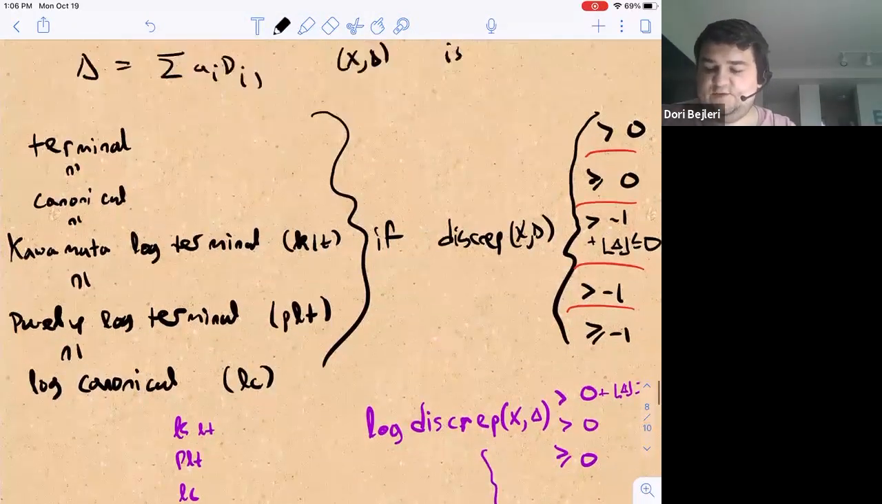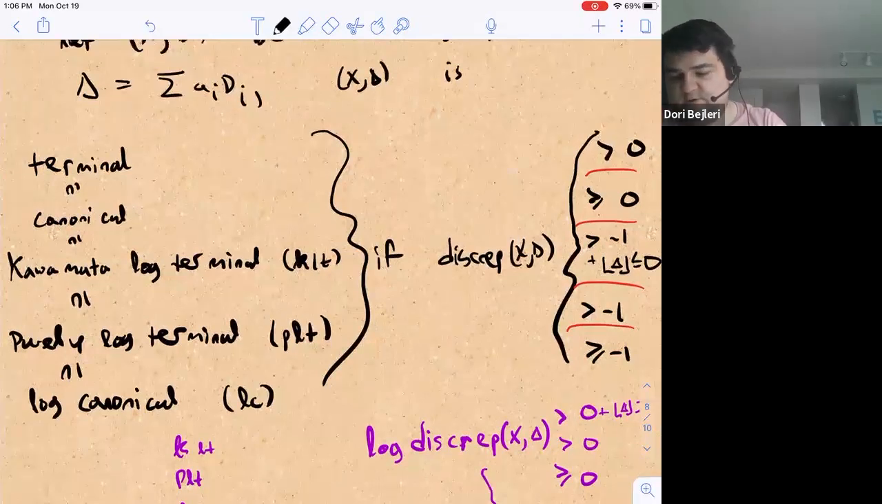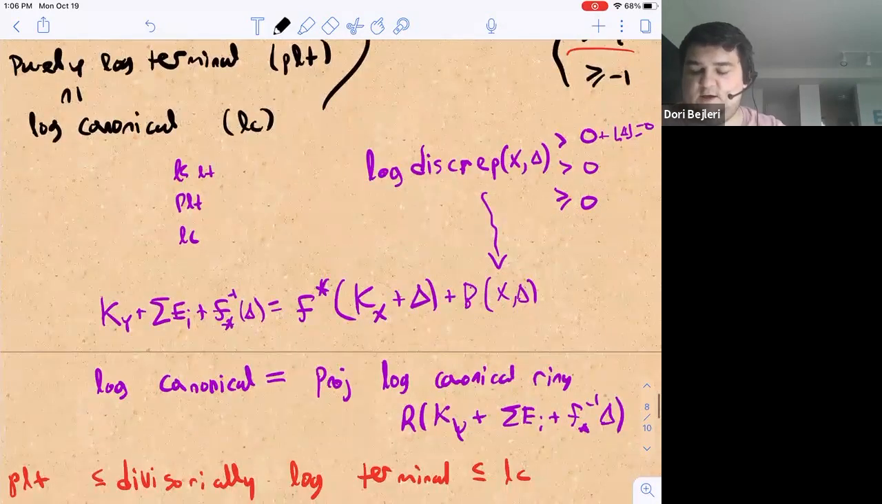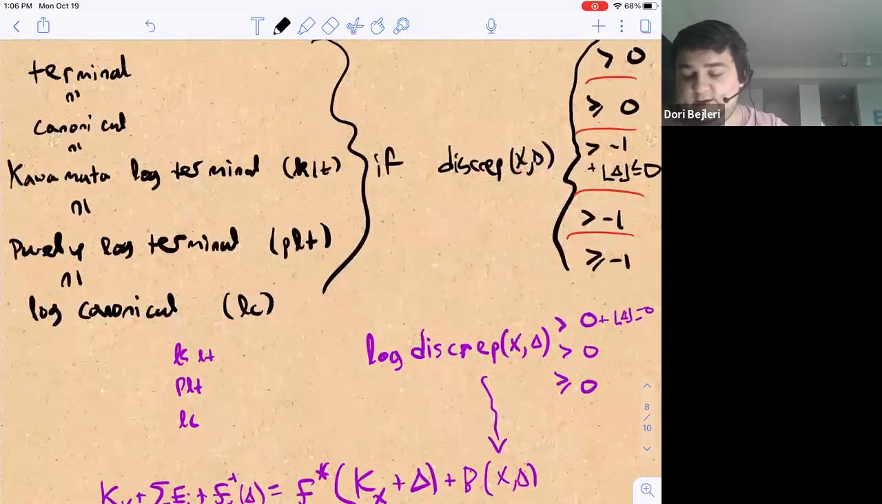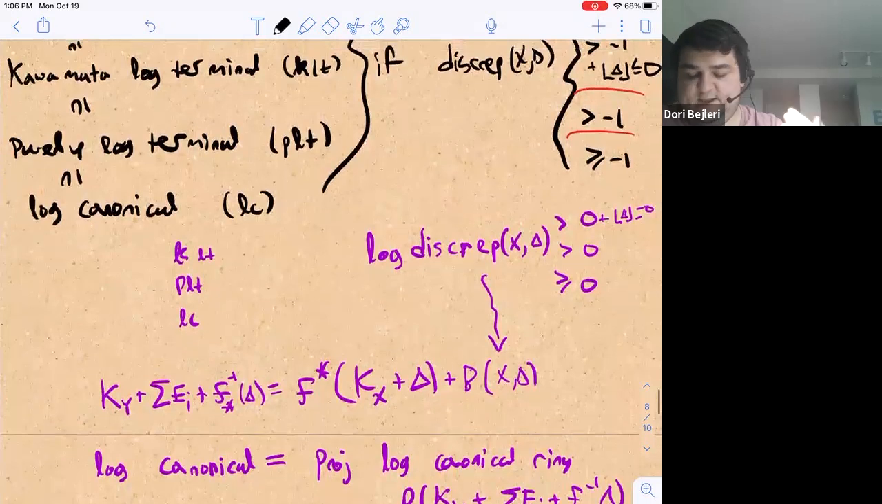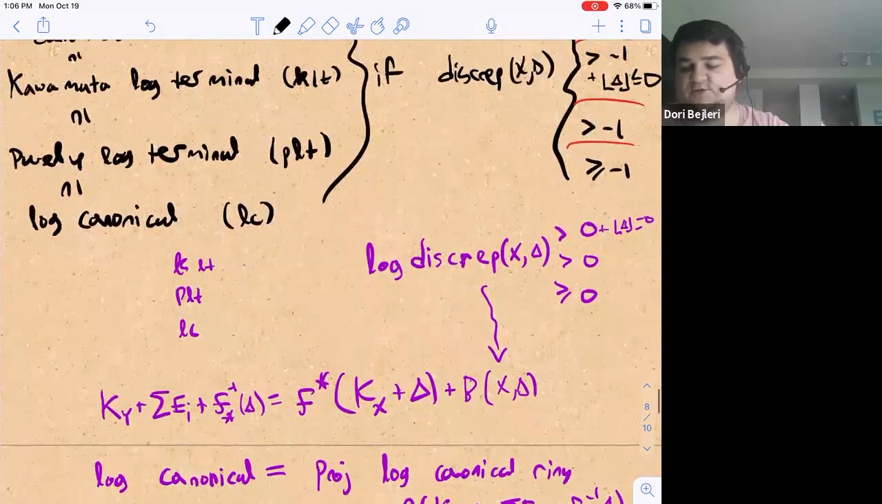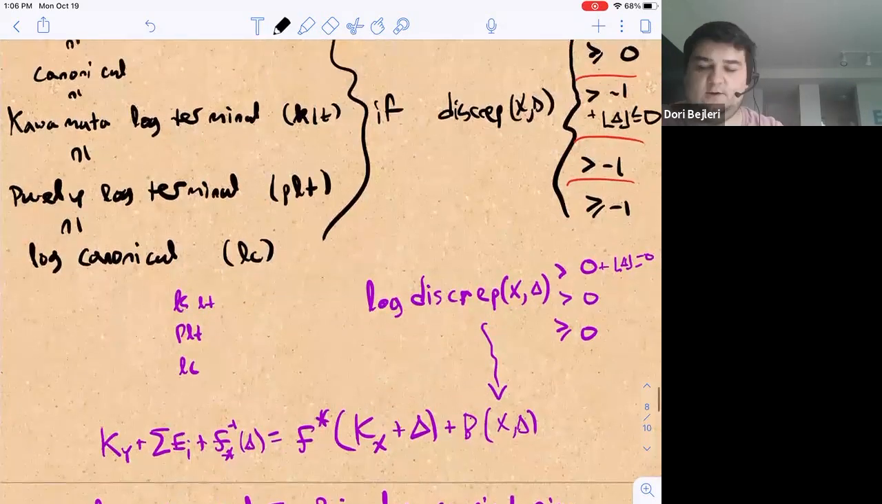So what's the use of all of these things? For terminal and canonical, we already saw where they came from. Terminal are the singularities we get when we start with something smooth and apply an extremal contraction. Canonical are the singularities on proj of the canonical ring. Log canonical are motivated 2 different ways. They're either singularities on proj of the log canonical ring, but they're also the largest class of singularities where we can work with discrepancies.